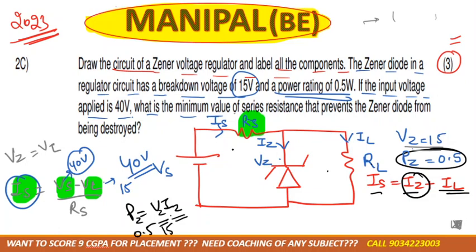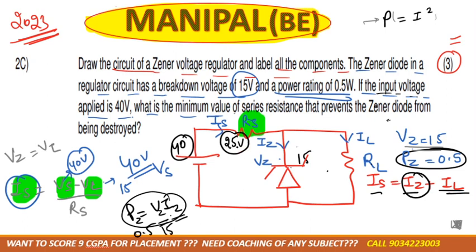So we can calculate. Now see, 40 volt is the supply voltage. 15 volt it has taken. So how much is the left voltage? 25 volt. So the voltage across this is 25 volt.